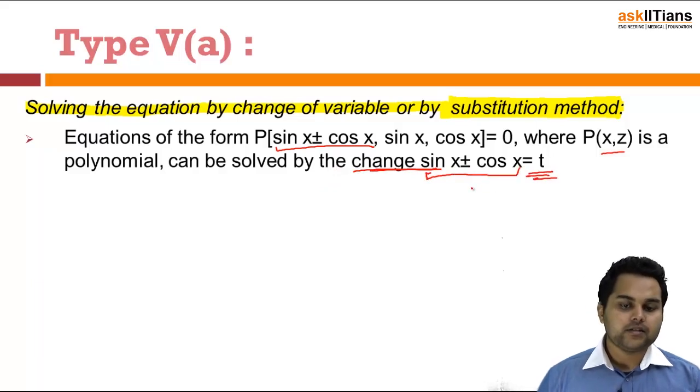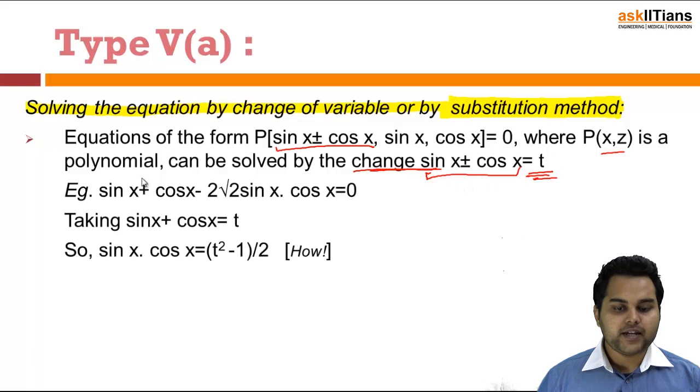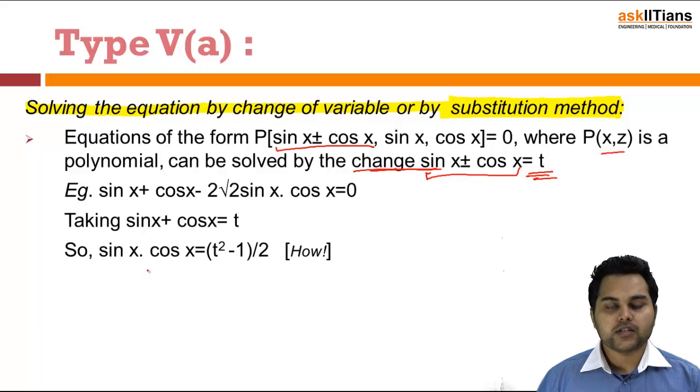Why would I do that? The reason is, let's take an example: sin x plus cos x minus 2 root 2 sin x cos x is equal to 0. So sin x plus cos x when taken as t would give me sin x into cos x, the product of the two trigonometric ratios involved in this equation, in terms of t, that is t square minus 1 over 2.